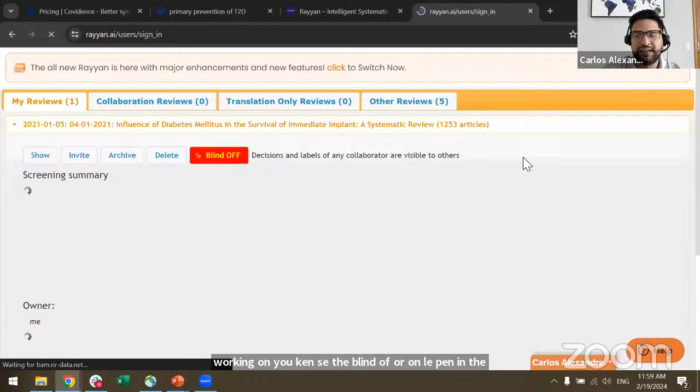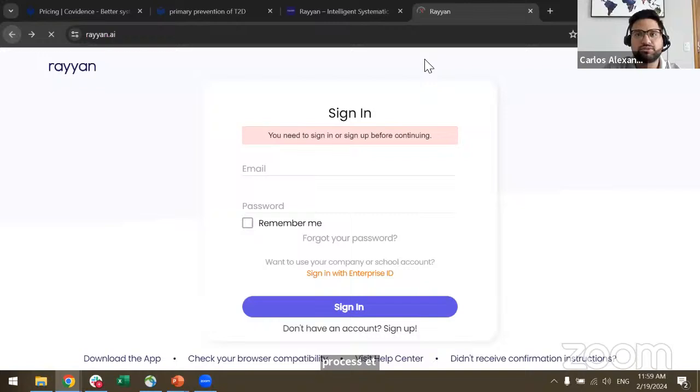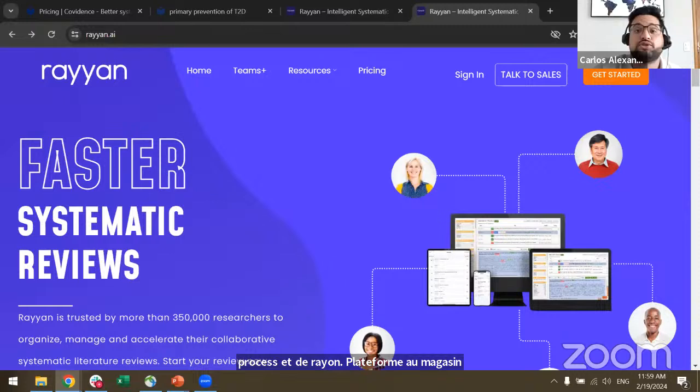And the Rayyan platform, oh my gosh, I forgot my login. I'm going to show you guys later, or I can send you some screenshots later. But the Rayyan platform, they did a revamp in the design of the platform. So it's much better right now. You can understand in a much simpler way how to screen the papers.